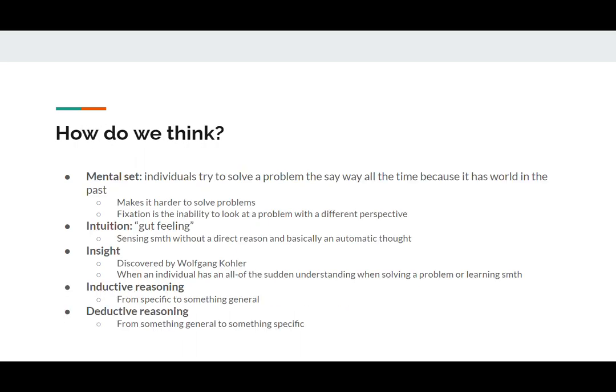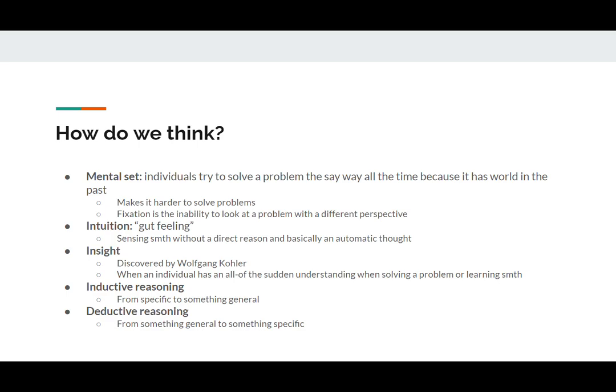So how do we think? The first one is mental set. A mental set is when individuals try to solve a problem the same way all the time because it has worked in the past. However, this doesn't mean this problem-solving method is applicable to the problem at hand or will work for other people. Having a mental set makes it harder to solve problems.